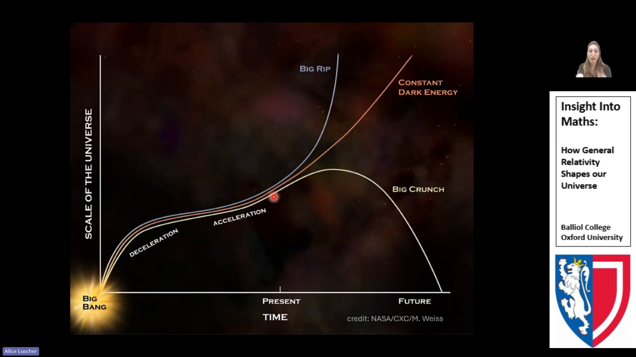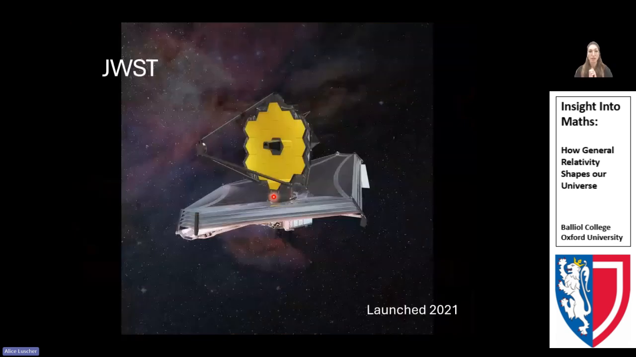So actually, we want a better measurement of this cosmological constant, and that's why we sent the James Webb Telescope in space a few years ago, to try to measure this cosmological constant, also called the Hubble constant, more precisely, and get a better sense of what's happening for our universe.